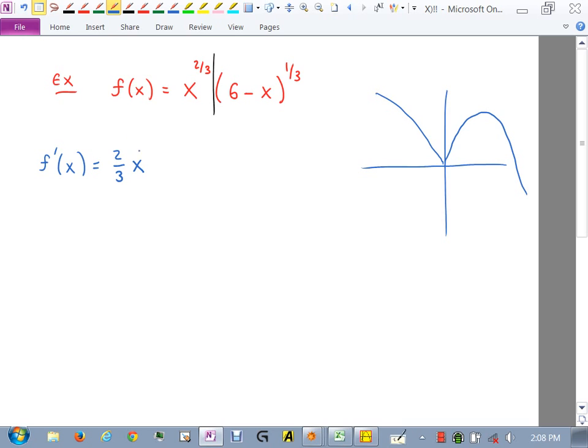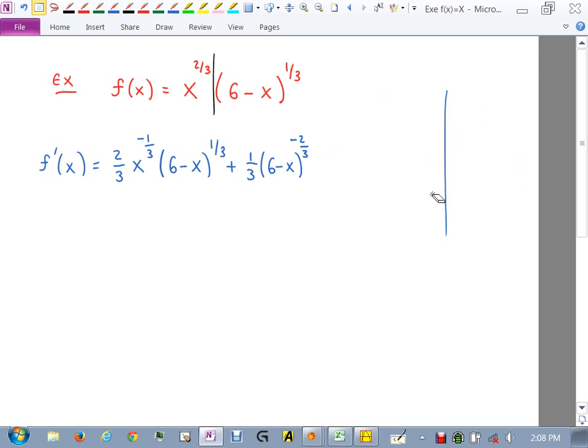2/3 x to the negative 1/3 times the second one plus the derivative of the second one is chain rule. 1/3 comes out, everything inside to the negative 2/3 times the derivative of what's inside of that, negative 1, times x to the 2/3, the first function. Wow, that looks nasty. All right, I'm going to try and rewrite this as clean as possible.